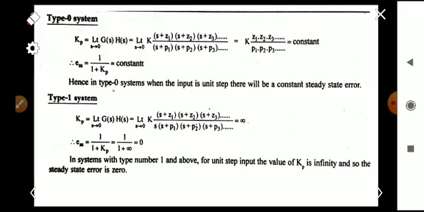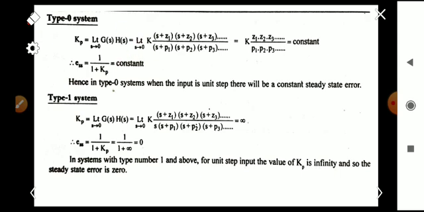So Kp will be equal to limit s tends to 0 of G of s into H of s, and normally the standard representation of G of s into H of s is like this. K is a constant, the numerator is a function of zeros, and in the denominator the polynomial solutions are poles. So it is s plus z1 into s plus z2 and so on, by s plus p1 into s plus p2. This is the standard representation of the loop transfer function, that is, G of s into H of s.